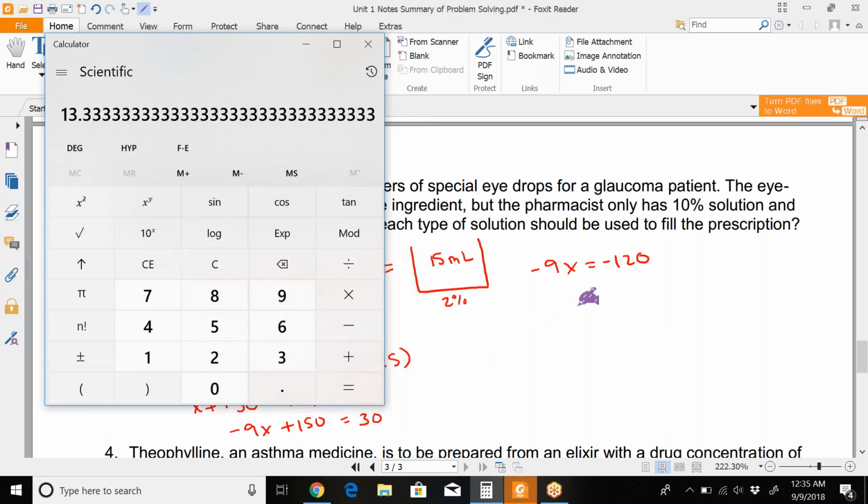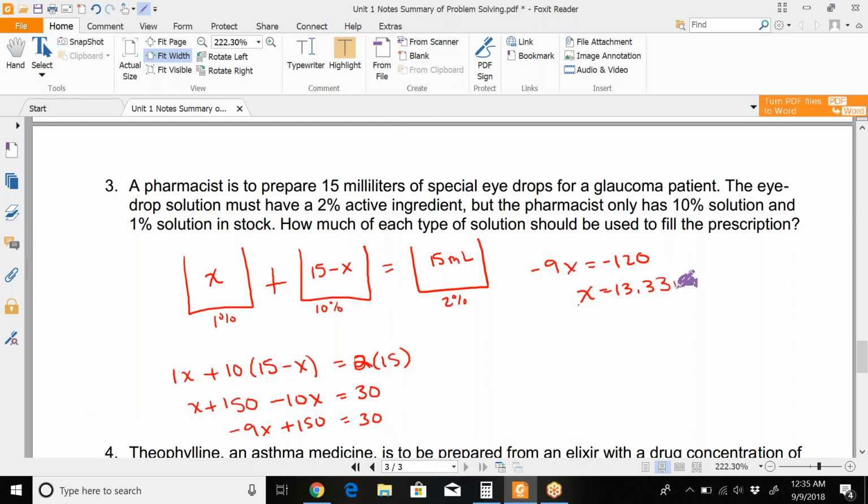I'm getting 13.33. We're going to round to 2 decimal places since they didn't specify. So that's milliliters of the 1% solution. It said how much of each type do we need?